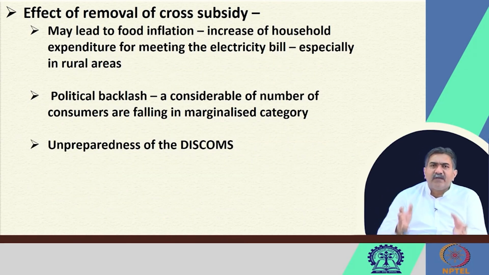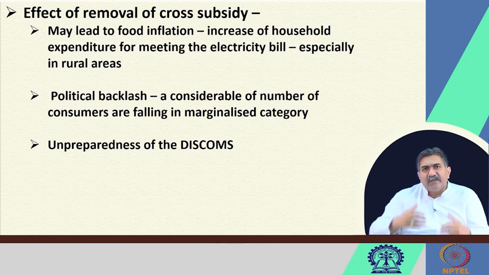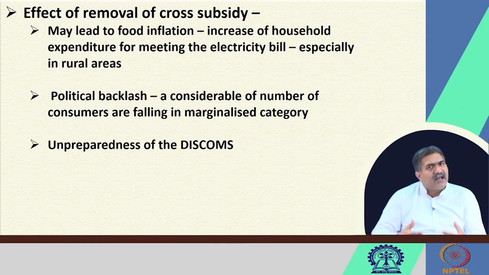Now, we are talking about the removal, we are talking about the withdrawal, we are talking about the elimination of cross subsidy for the betterment of the power market, and no denial that power market will flourish only when you have a situation where every consumer pays as per the consumption and the cost of supply. That is what is a kind of ideal situation.